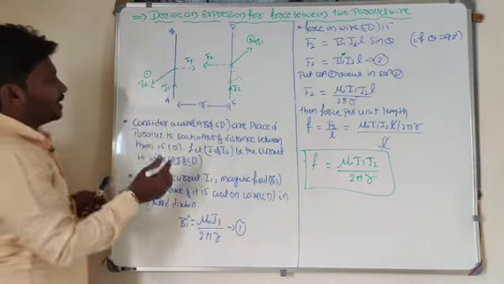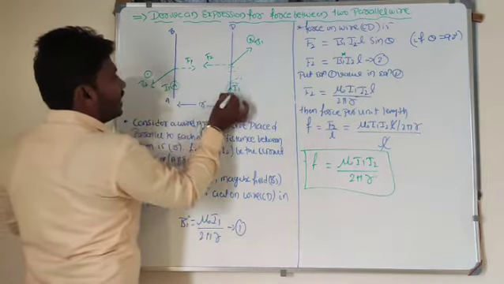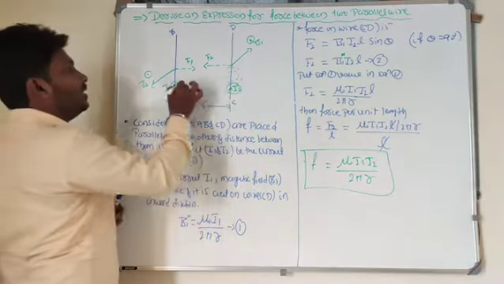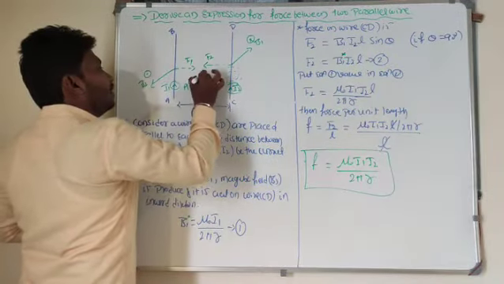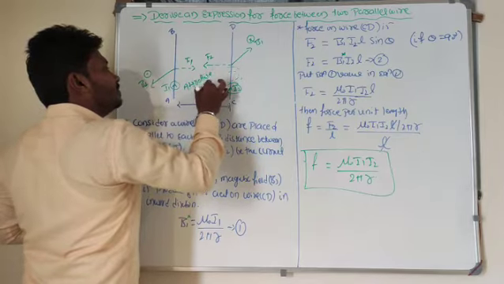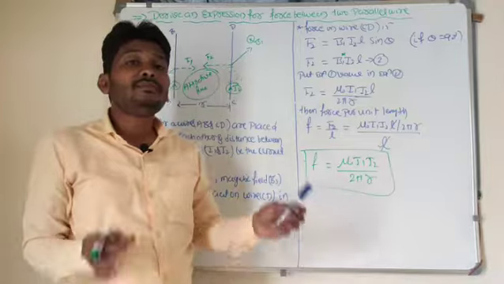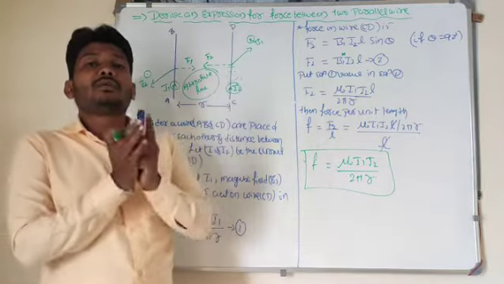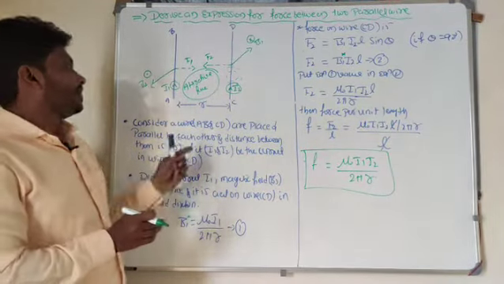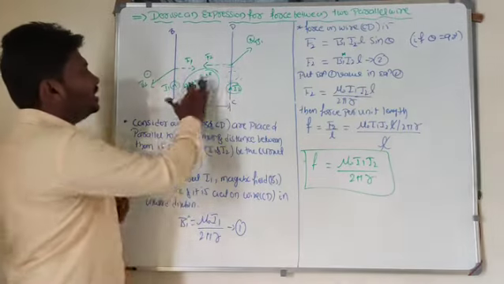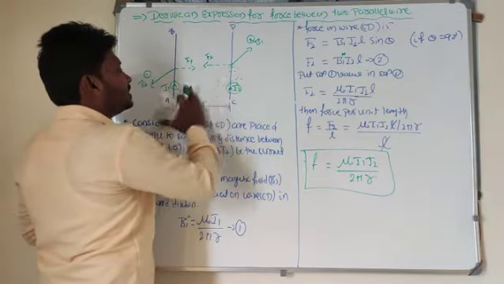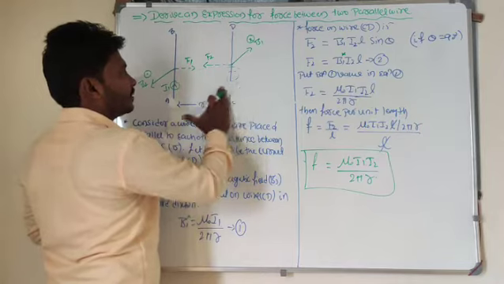Then what is my conclusion? If the currents I1 and I2 are flowing in the same direction, there must be an attractive force between these two wires. In these two wires, what type of force is present? Attractive force must be present. Next, suppose the current is flowing in the opposite direction.